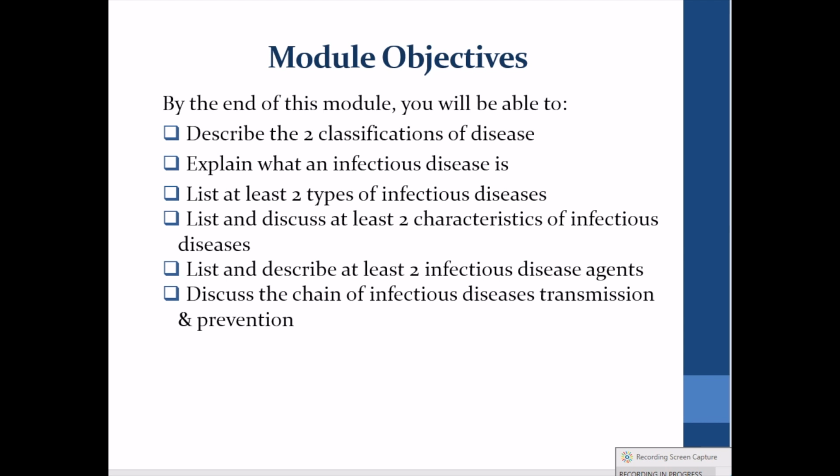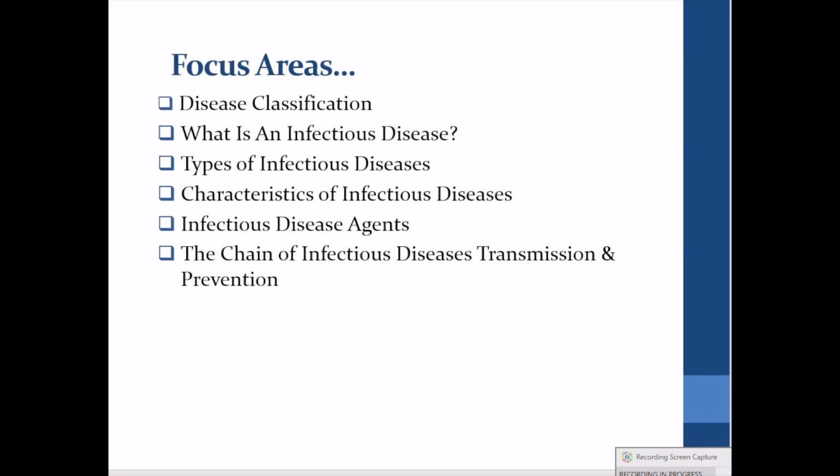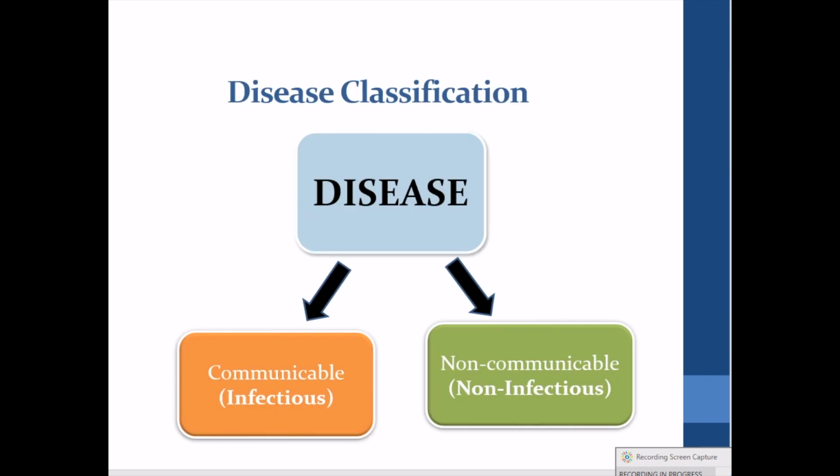To achieve these objectives, we'll focus on these areas: disease classifications, what is an infectious disease, types of infectious diseases, characteristics of infectious diseases, infectious disease agents, how infectious diseases are transmitted, and the chain of infectious diseases transmission and prevention. Diseases can be classified into two: infectious and non-infectious.